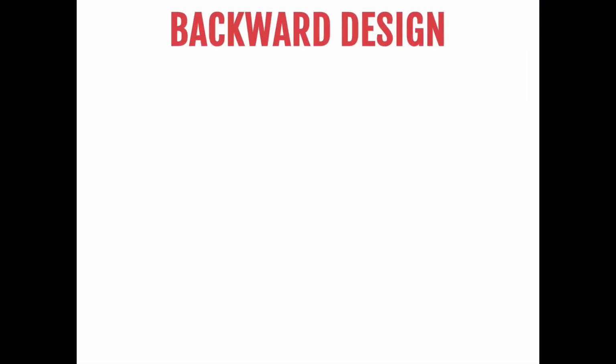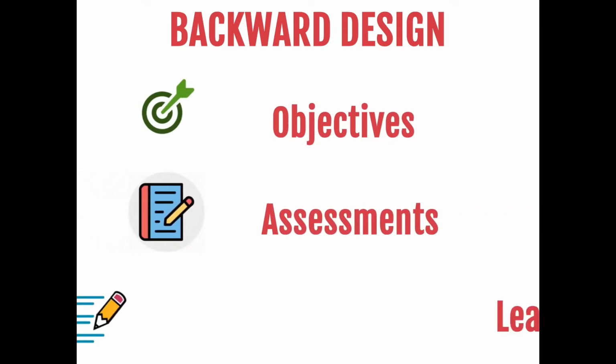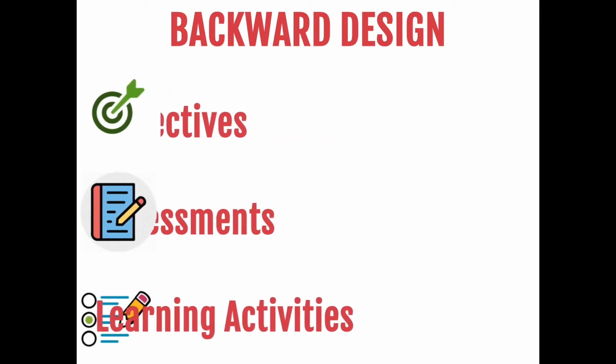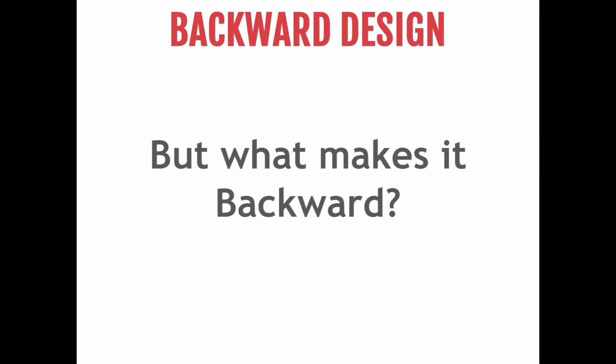Backward design is a useful framework to build a college course. This framework consists of three parts: objectives, assessments, and learning activities. These three elements work together to help create a course that can have a legacy long after the semester is over. But what makes it backward? Where you start is what makes it backward.